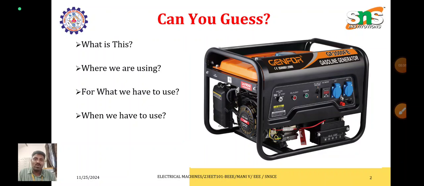A portable generator can be used in schools, colleges, offices, banks, etc. For what do we have to use it? When there is no EB supply, no electrical supply. So in order to make an uninterruptible power supply, as an alternate source of energy, a diesel generator or petrol generator can be used. So this can be used at the time when EB is not available.